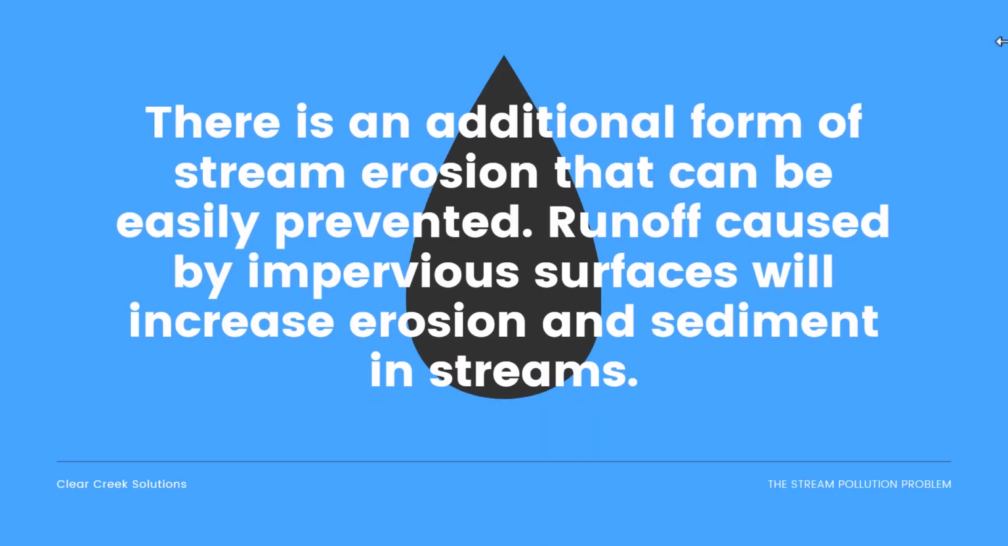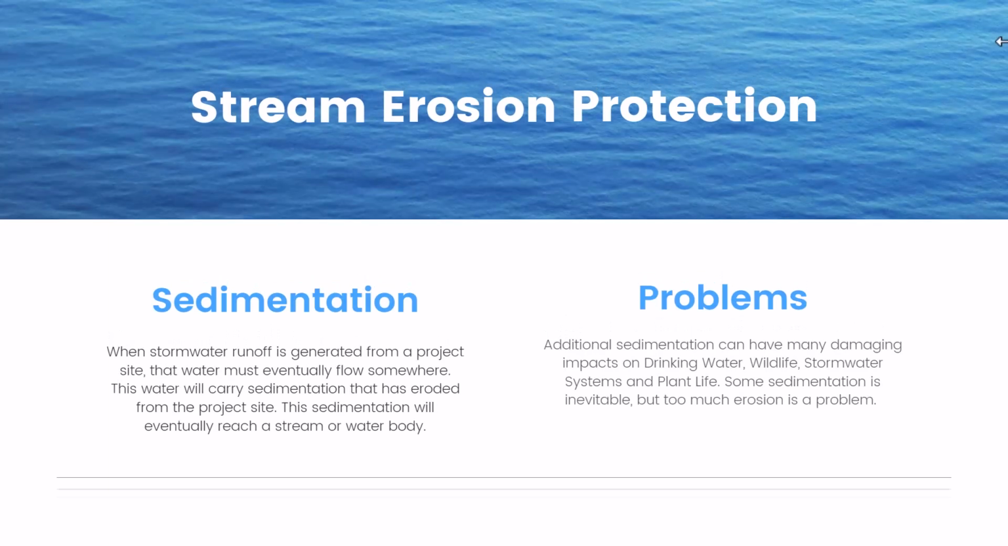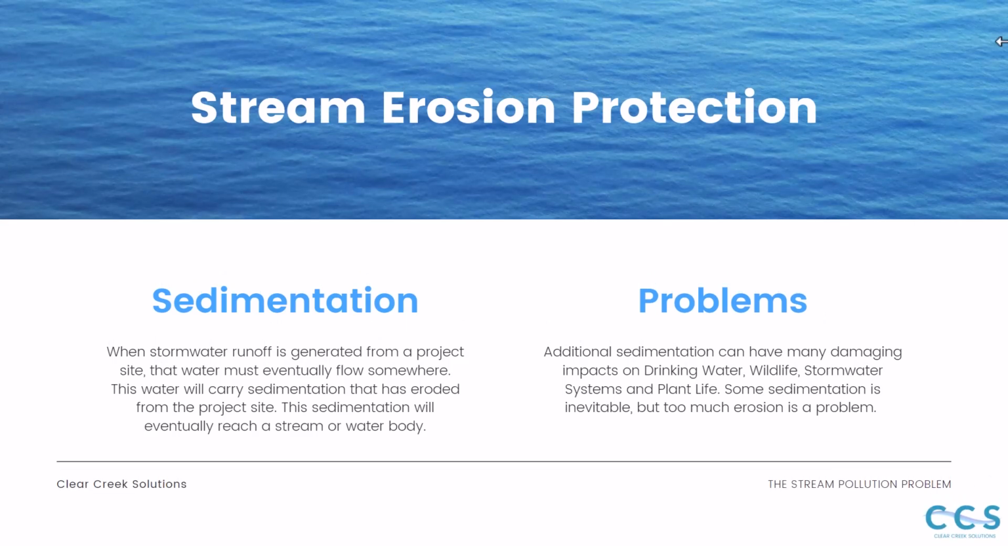So there's an additional form of stream erosion that can be easily prevented. Runoff caused by impervious surfaces such as roads and sidewalks will increase erosion and sediment in streams. So what is stream erosion protection? So there's sedimentation. When stormwater runoff is generated from a project site, that water must eventually flow somewhere. This water will carry sedimentation that has eroded from the project site, and this sedimentation will eventually reach a stream or a water body. Now, what are the problems with this? Additional sedimentation can have many damaging impacts on drinking water, wildlife, stormwater systems, and plant life. Some sedimentation is inevitable, but too much erosion is definitely a problem.